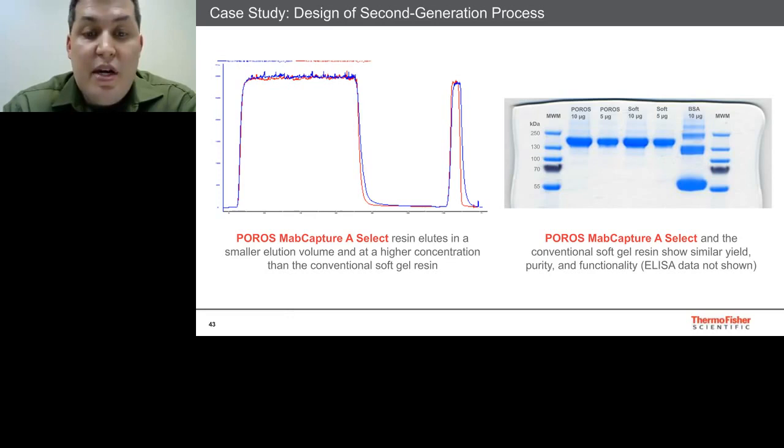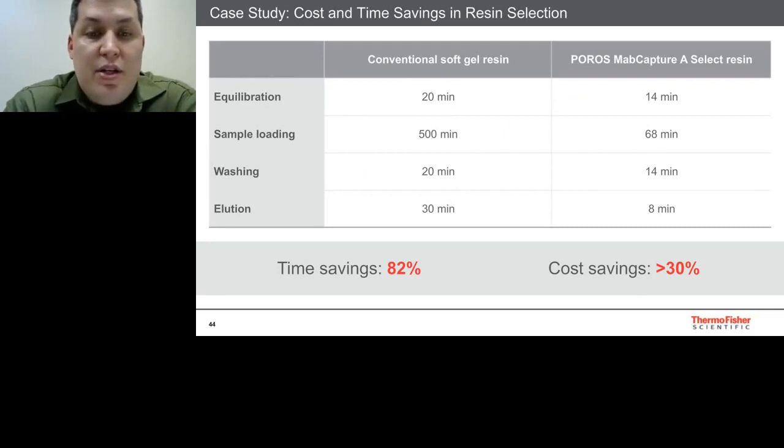They proceeded to increase the column to a production scale and tried to exploit Poros's properties by increasing the flow rates to reduce the processing time. On the left, you can see their typical production scale protocol. When they used the Poros to its fullest advantage, they were able to achieve processing times on the right. And the result is a reduction of process time of approximately 82% and added reduction to the cost of the resin by greater than 30%.